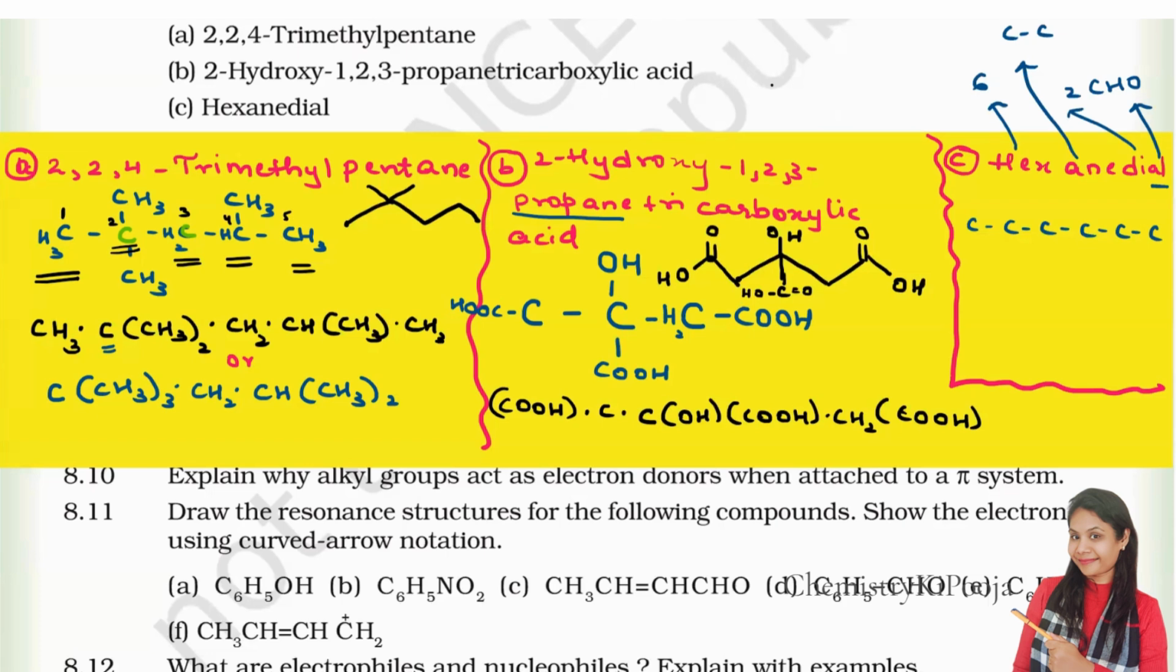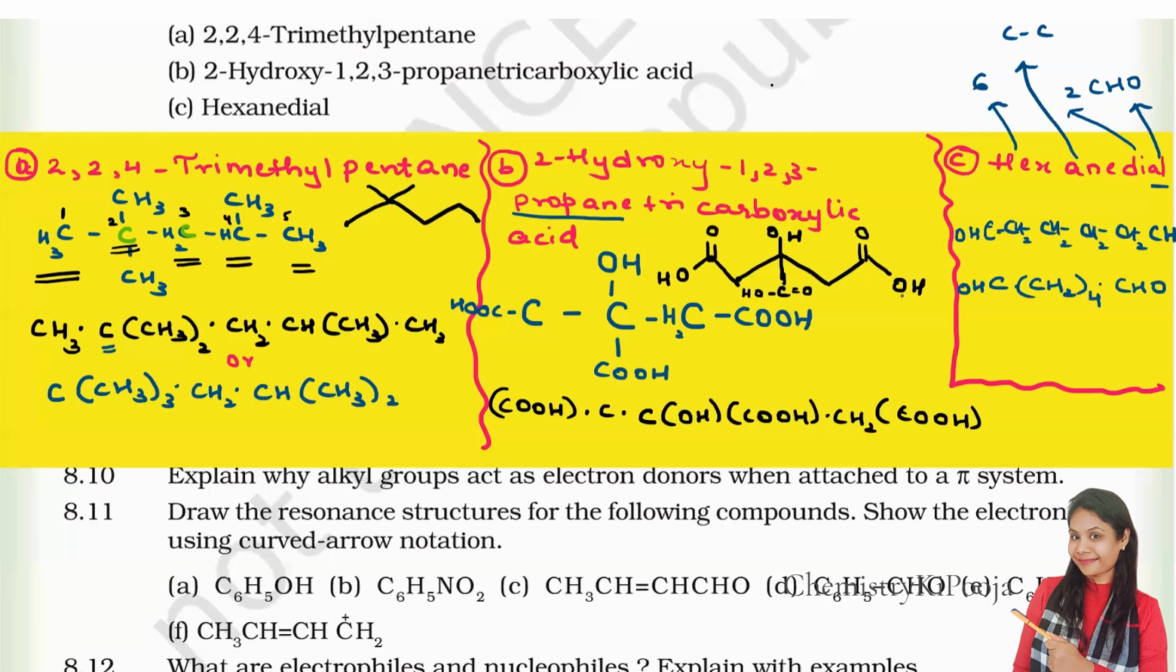6 carbons I have put. Then 2 CHO groups will be present at the terminal, because we know that CHO is always present at the terminal. So this is CHO, and here also I'm going to put CHO. Then finally, I'm going to balance it with hydrogen, so here it is CH2, CH2, CH2, and CH2. So CHO is present at the terminal, and between the CHO groups we have the CH2 group 4 times, and then again CHO.